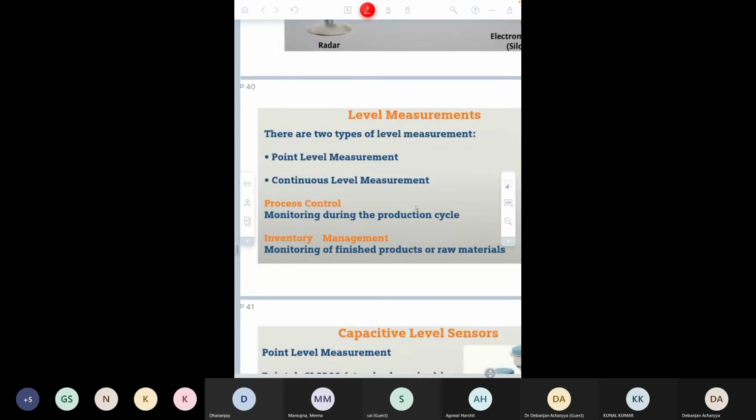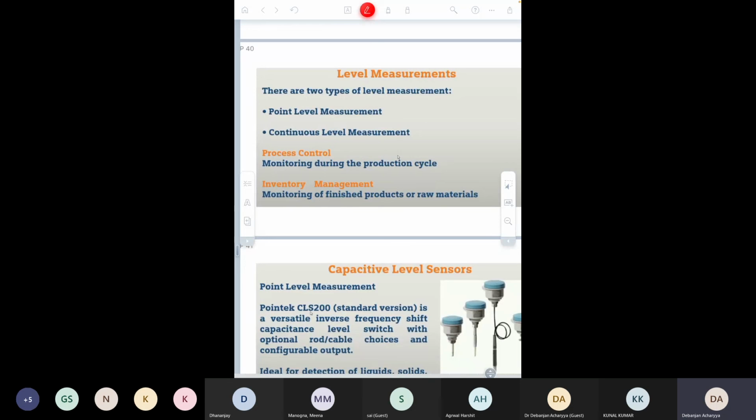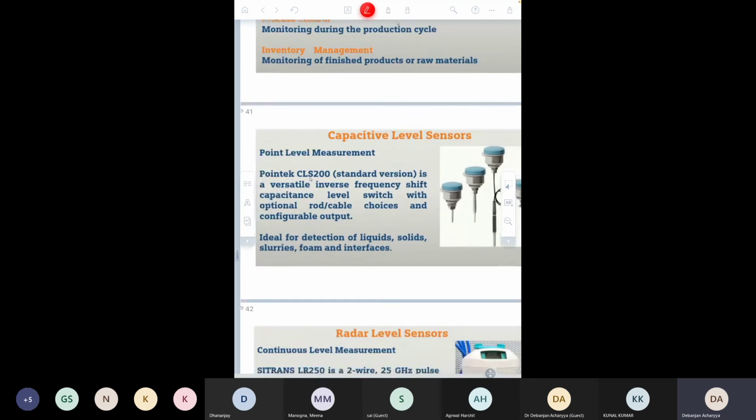So in process control, point level measurement is used during the production cycle, and for inventory management, continuous level measurement is used.